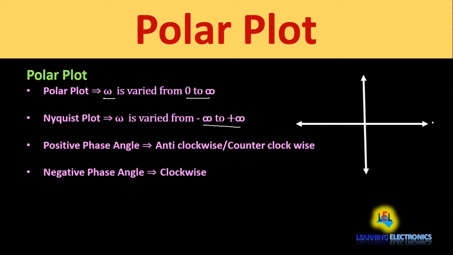So here we can represent this as 0 degree. When we go in the anti-clockwise direction, this will be plus 90 degree, this will be plus 180 degree, this will be plus 270 degree. When we move in the clockwise direction, this will be minus 90 degree, this will be minus 180 degree, this will be minus 270 degree. So when we move in the clockwise direction, all the angles will be negative, and when we move in the anti-clockwise direction, all the angles will be positive.